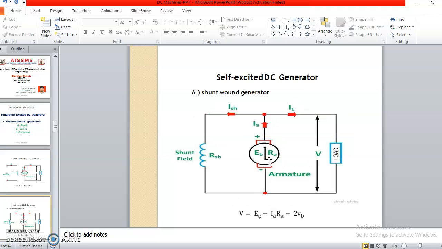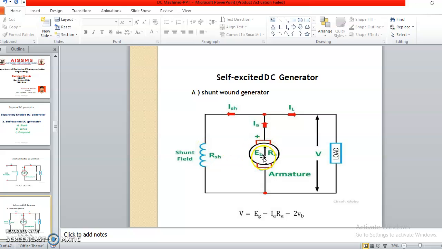Okay, so the next type is the self-excited DC generator. As I have mentioned earlier, self-excited DC generator means whatever EMF is generated by that generator, part of that output is taken as an input to the field winding or to the excitation winding. Then it is called a self-excited DC generator. As you can see in the circuit diagram, the armature winding is inside and the field winding is in parallel. So this is the first type of self-excited DC generator, where armature winding and field winding are in parallel.